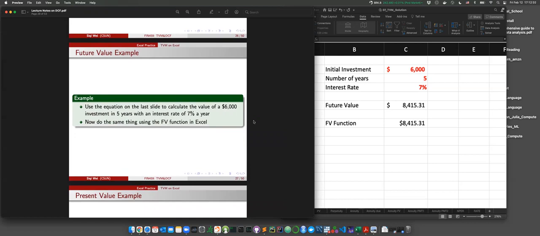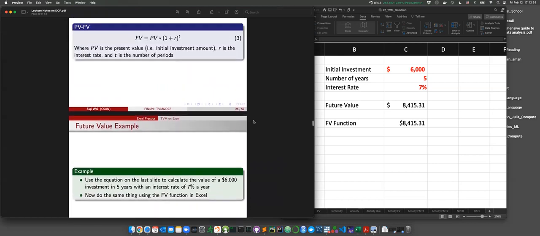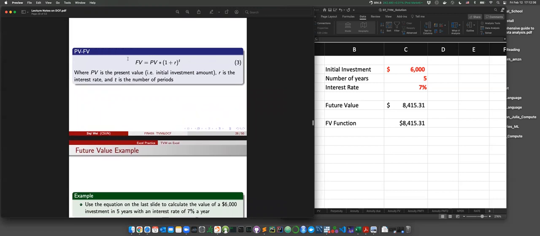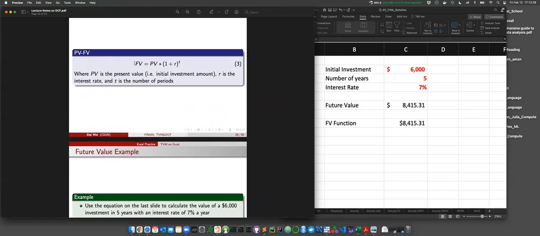Okay, so we all know this is a very standard present and future value identity. Future value is equivalent to the product of present value and the future value factor, which is 1 plus the interest rate to the power of the time frame. It's kind of straightforward.